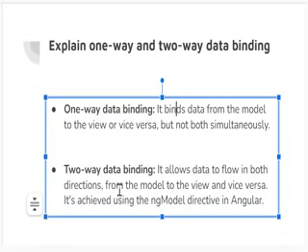But two-way data binding is data flow in both directions simultaneously. You use the ngModel directive in Angular to achieve this two-way data binding.